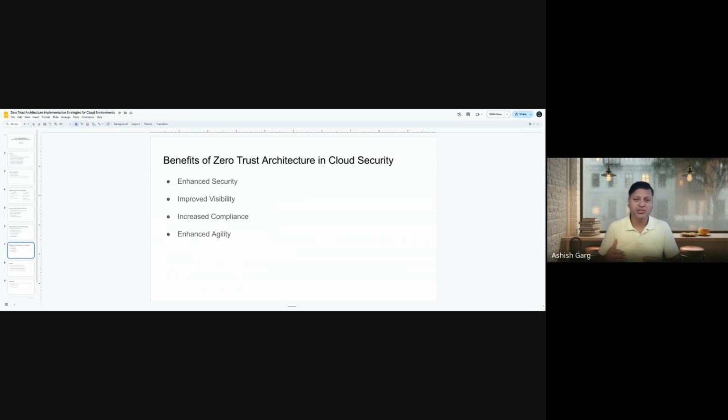Increased compliance. Since you have so many controls in place, you are able to create the evidence in terms of your logs, in terms of your policies and compliance to those policies. You may have HIPAA, PCI, and all. Super easy to create those evidences that your auditors will be looking at or regulatory officers will be looking at. So very, very helpful.